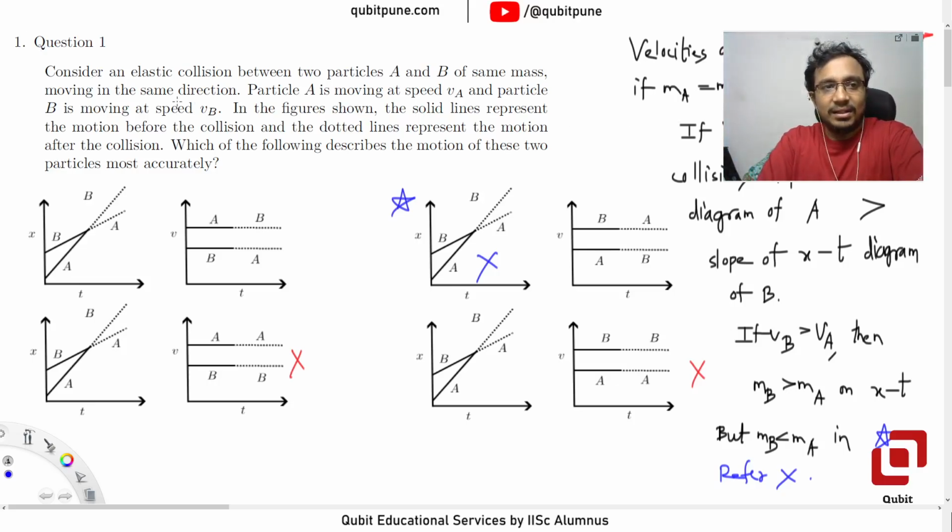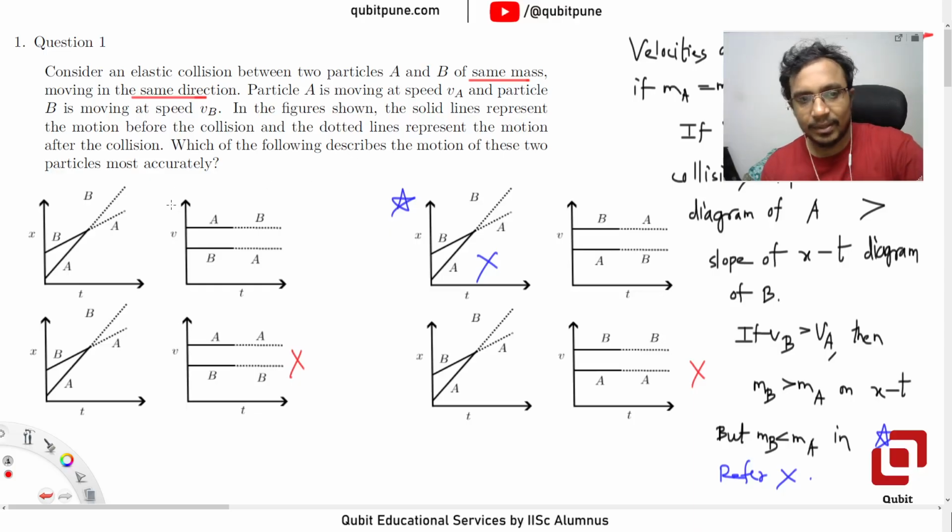Anyways, consider an elastic collision between two particles A and B of same mass moving in the same direction. Particle A is moving at speed VA and particle B is moving at speed VB. In the figures shown, the solid lines represent the motion before the collision and the dotted lines represent the motion after collision. Which of the following describes the motion of these two particles most accurately? And we had got 4 varieties, but if you look at the varieties closely, there are actually only 2 variations. One variation is in the graph of position time, and the other variation is in the graph of velocity time.